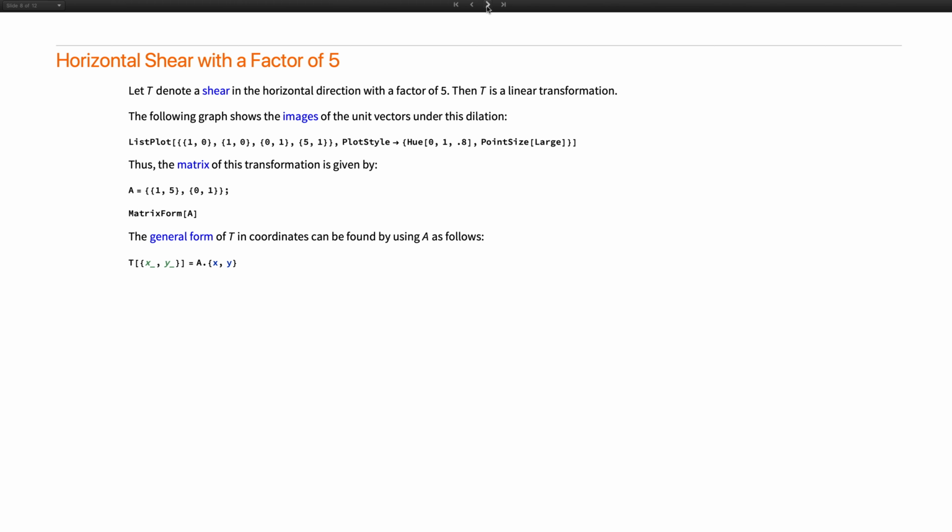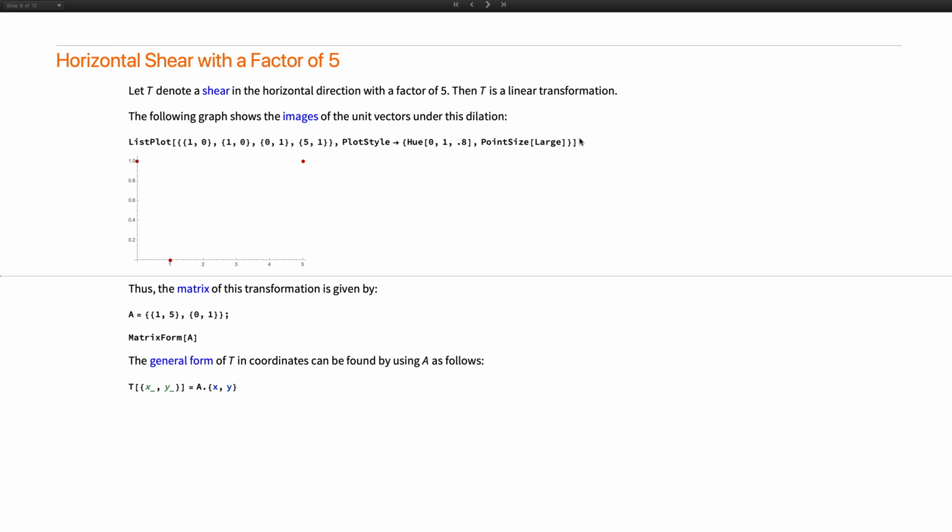The third example for the lesson is horizontal shearing. So you have a shear in the horizontal direction by, let's say, a factor of 5. So this is a linear transformation. And to see what happens over here, we again have a picture.